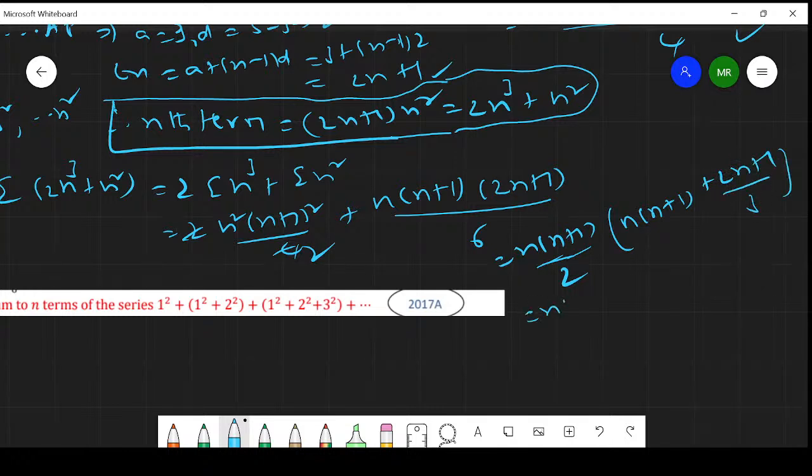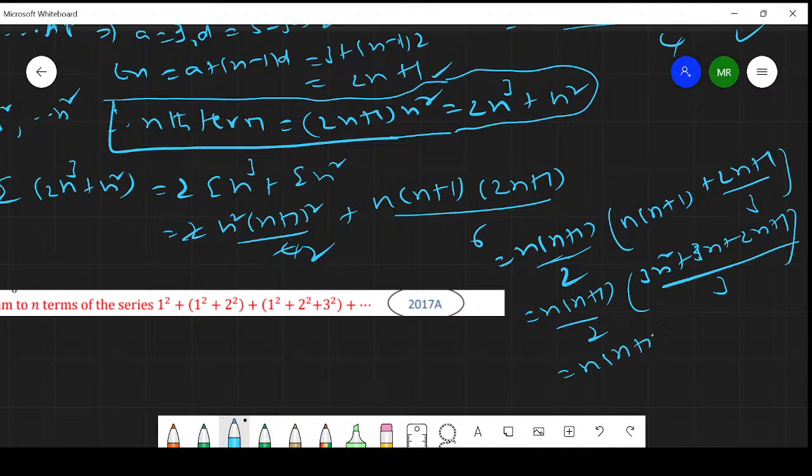You simplify again. n into (n plus 1) by 2. You take LCM of this one: (3n square plus 3n plus 2n plus 1) by 3. You take LCM. This will come n into (n plus 1), (3n square plus 5n plus 1), by 6, whole by 6. That will be the required answer.